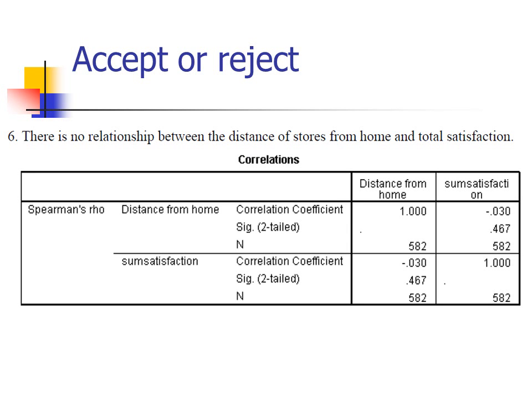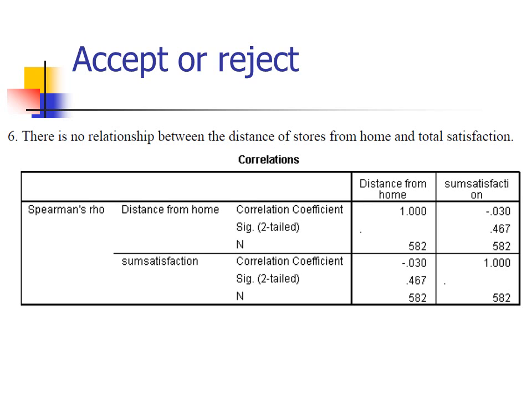Again, another bit of output. No relationship between distance of stores from home and total satisfaction. We used a Spearman's rho because the distance from home was an ordinal variable. I had to use a non-parametric test. And here you look at the SIG value and you scroll over, and really what you have here is a mirror in the distance from home box.